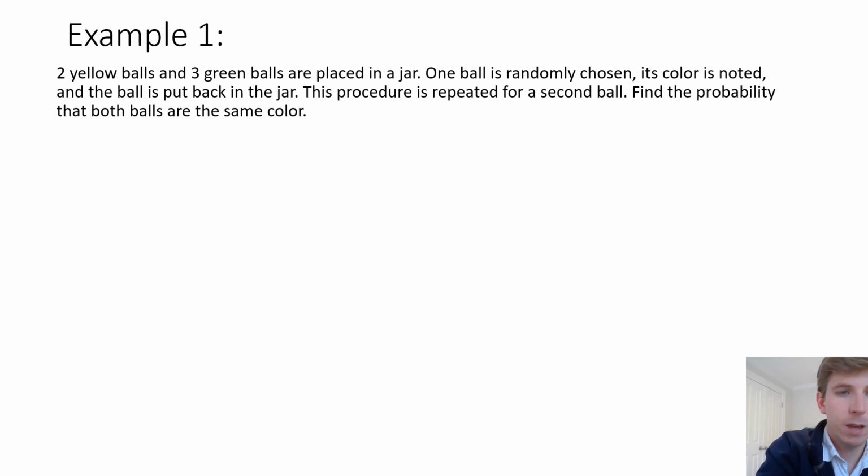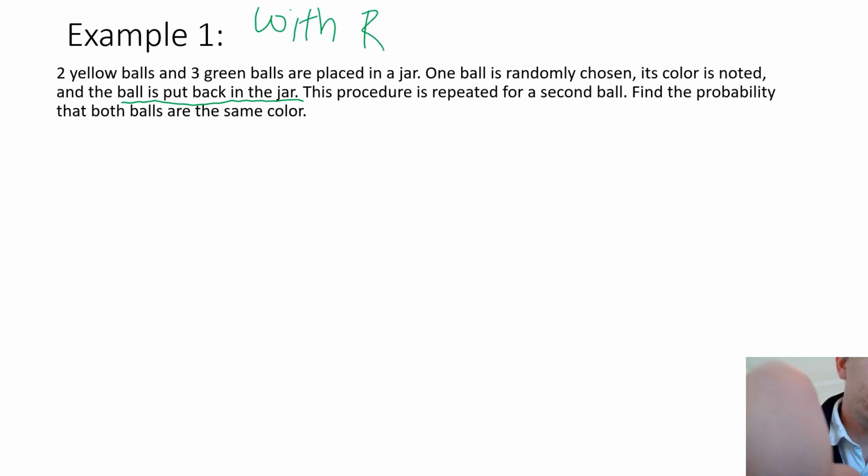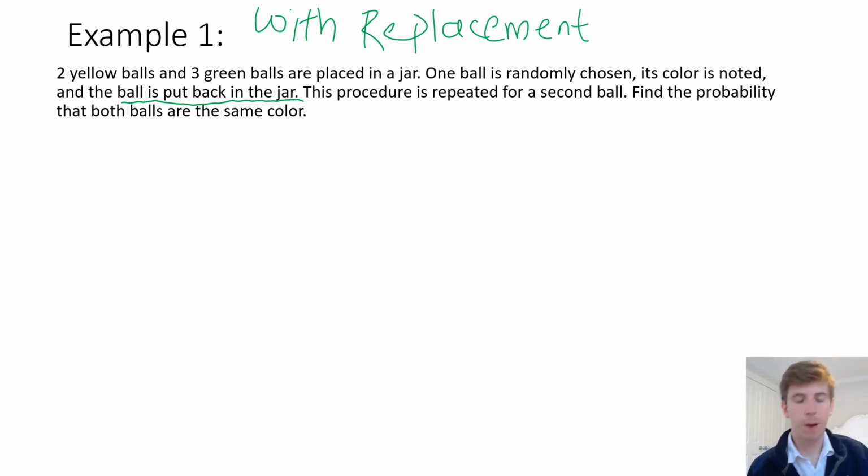All right, notice we have this statement right here. The ball is put back in the jar. Okay, when we're putting things back, we call that drawing with replacement. Okay, it's going to be a very important thing to keep track of and watch out for in problems because it's going to affect our probabilities going forward. So here we're doing it with replacement, so the probabilities are not changing depending on what we pick. So it makes it a little bit easier. So I'm going to draw the tree diagram first.